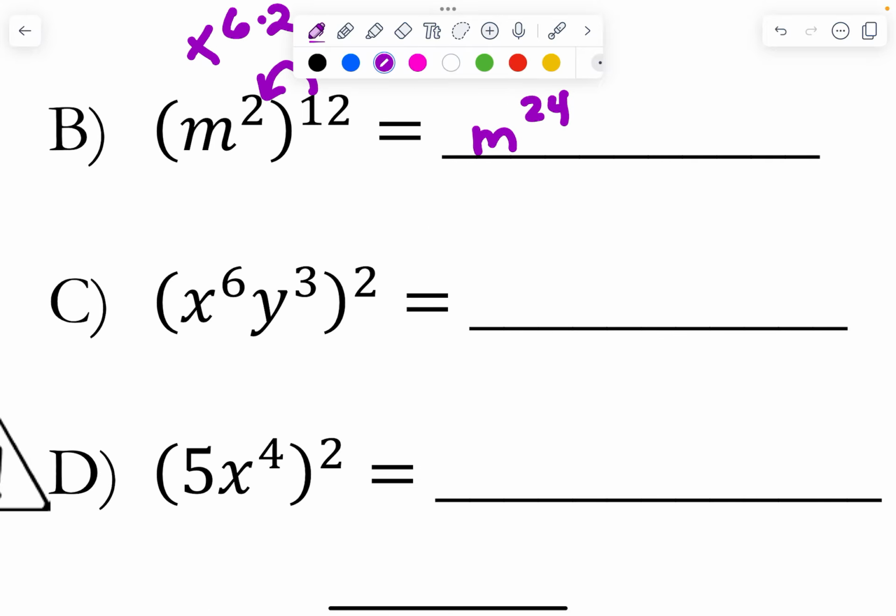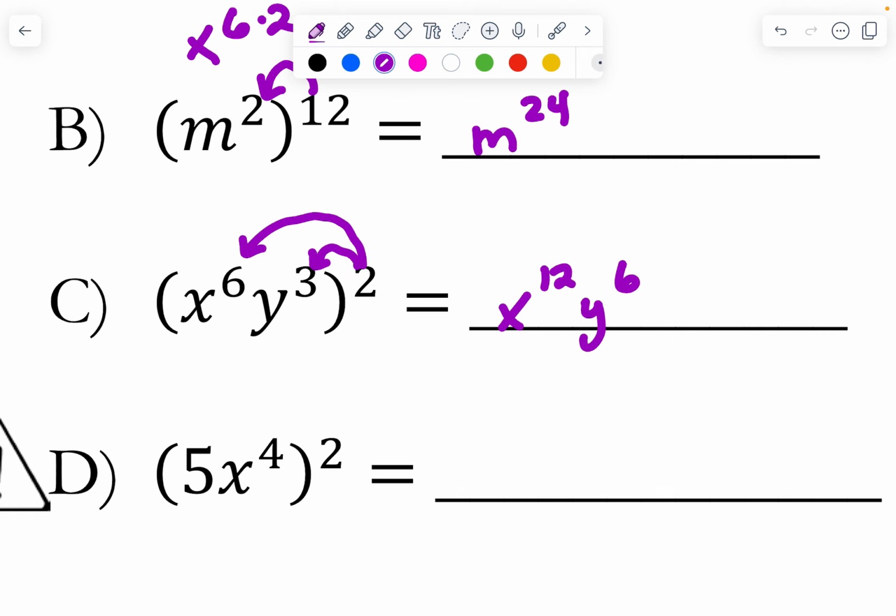Now here I've got two variables. Well, now we're going to distribute it twice. We're going to distribute it to the sixth and to the third. So x to the power of 6 times 2 is 12. Y to the 3 times 2, so that's 6.